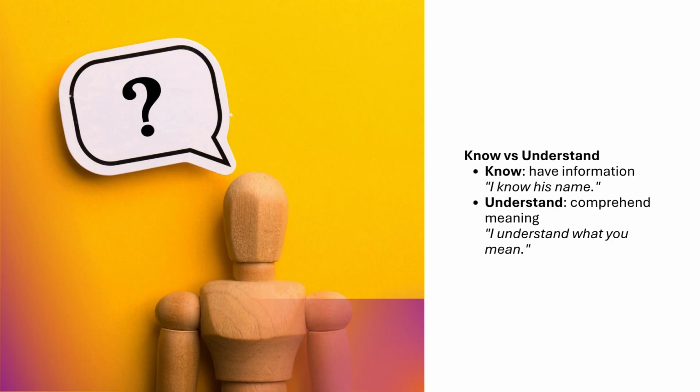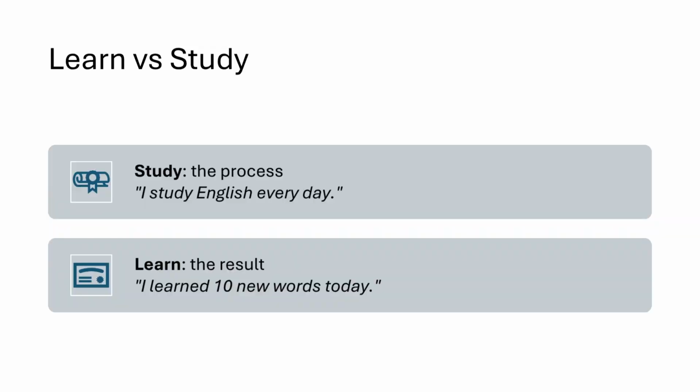And our next pair of verbs is learn versus study. Study is the process. For example, I study English every day. That is the process that you do. For example, I study science every day. That is the process. Whereas learn is the result. For example, I learned 10 new words today. Or I learned a poem today. So this is the difference between learn and study.